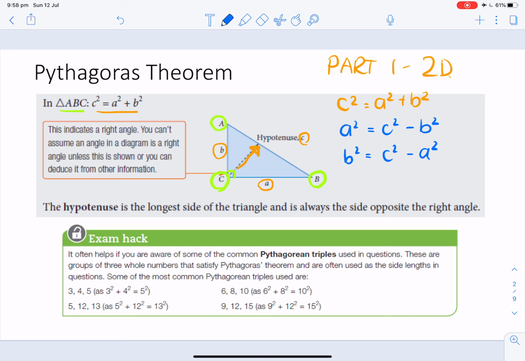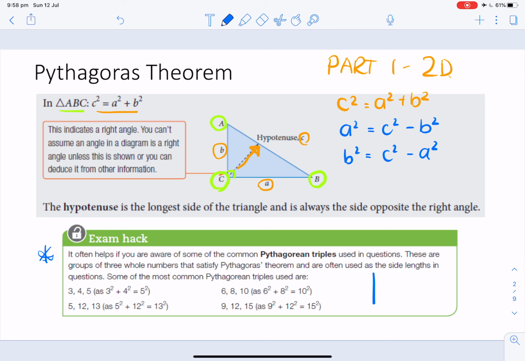So an exam hack. Jot this down. It often helps if you are aware of some of the common Pythagorean triples used in questions. These are groups of three whole numbers that satisfy Pythagoras' theorem and are often used as side lengths in questions. Some of the most common Pythagorean triples used are 3, 4, 5; 6, 8, 10; 5, 12, 13; and 9, 12, 15. Yeah, what the heck does all that mean?